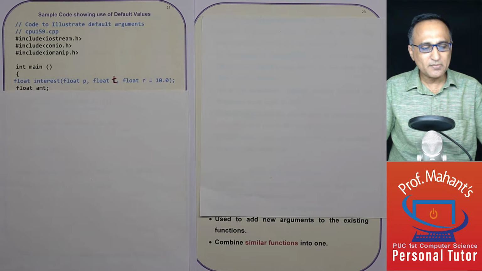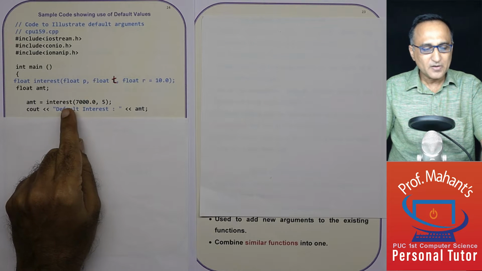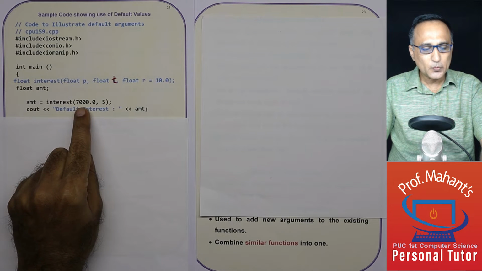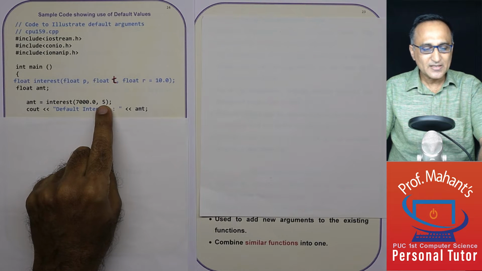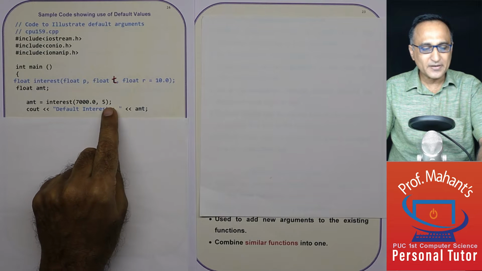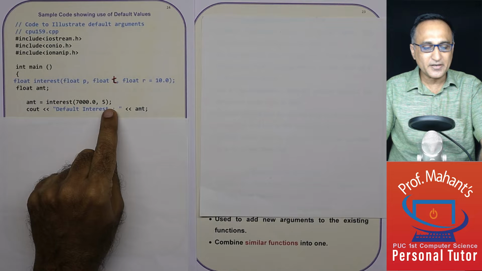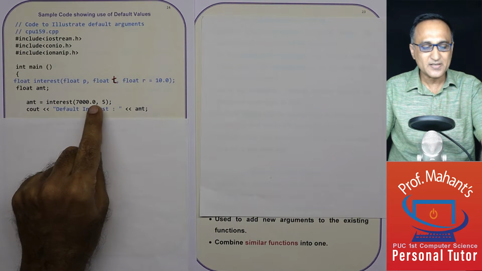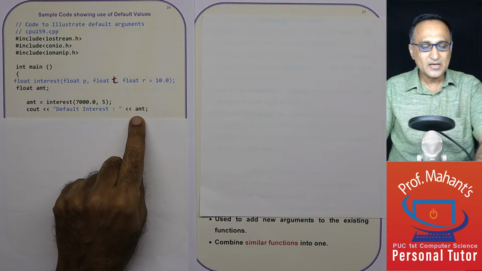I have declared a variable called float amount. Let us say, in the first case, I am calling this function called interest with the amount 7,000 and time being 5 years. Since I am not passing the rate of interest, it will automatically calculate using 10% as the rate of interest on 7,000 for 5 years, and it will give you the simple or the default interest rate. Okay, so that is what you're going to get in the first step.